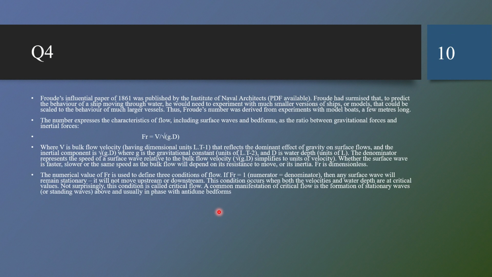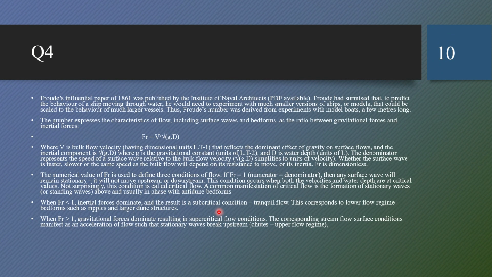Above, it is giving that Froude greater than 1, that is, the critical number is 1. So greater than 1, gravitational force starts dominating in the supercritical flow condition. The corresponding stream flow conditions manifest as an acceleration of flow such that the stationary waves break upstream. So the bubble forming and growing and getting dissected is seen when Froude is greater than 1.